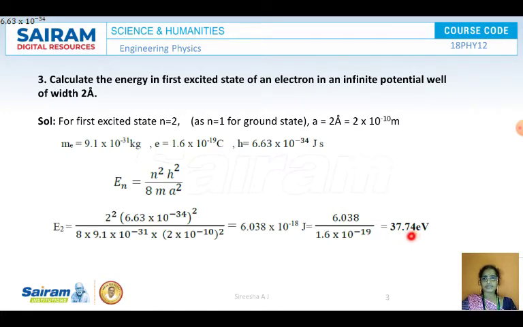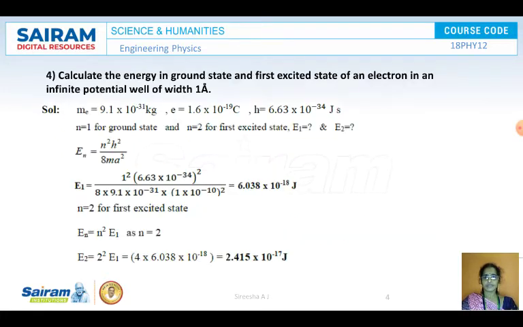This is another problem. This is a very important problem because here it has been asked for the first excited state. Remember, n is equal to 1 is for the ground state, and for the first excited state n is equal to 2. We have already derived the energy eigenvalue En is equal to n square h square by 8m a square, where n is a quantum number. So we are doing this problem in this way.